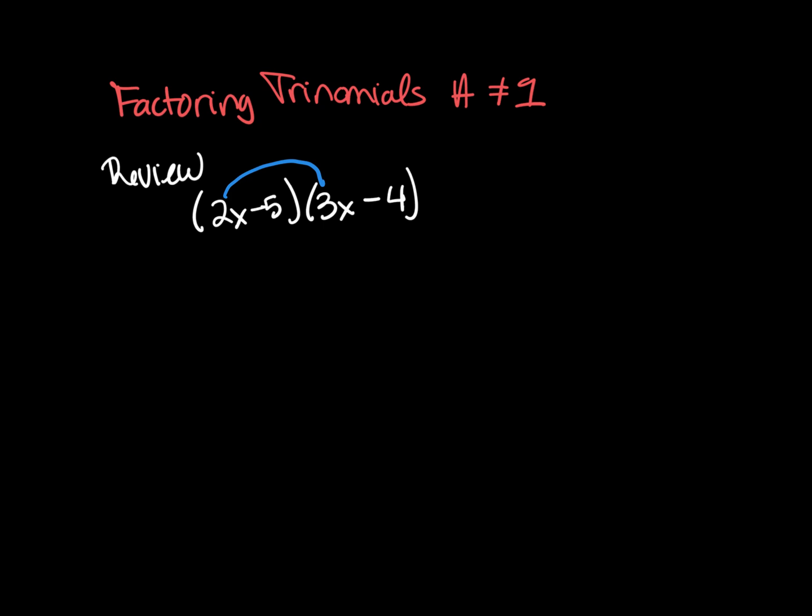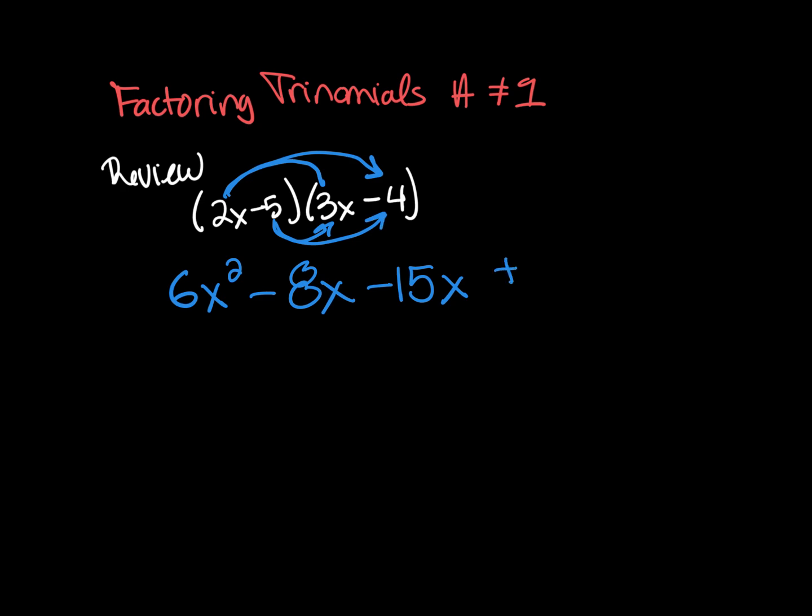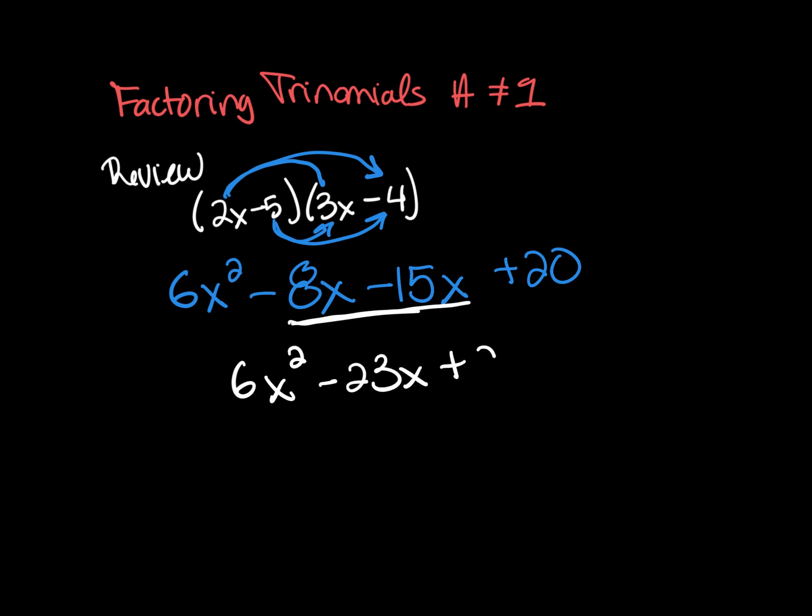So you get 2x times 3x, which is 6x squared, 2x times negative 4, negative 8x. You have negative 5 times 3x, which is negative 15x, and negative 5 times negative 4, which is a positive 20. And just like all of our other polynomials, we always want to see if we can combine like terms or anything like that to condense it down some. So this is going to become 6x squared minus 23x plus 20.